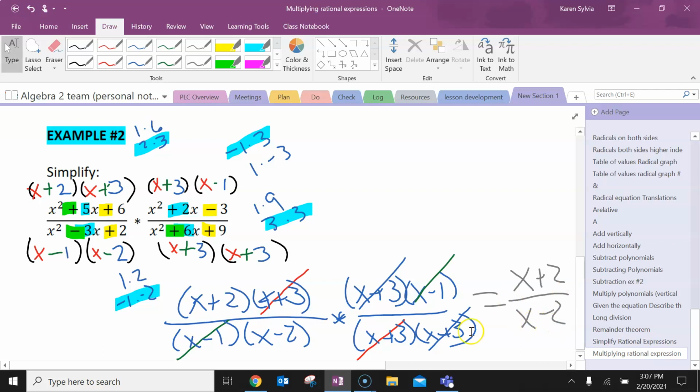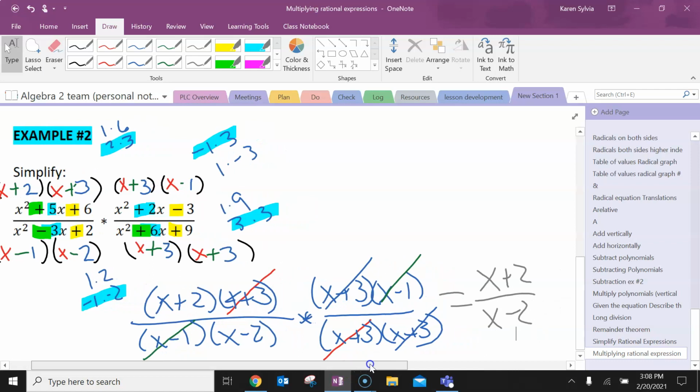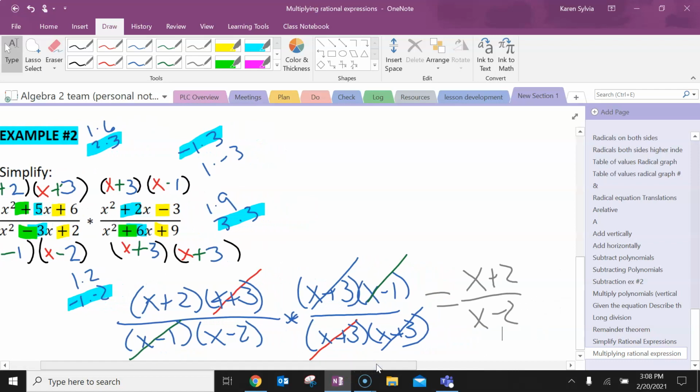These are not the same. They have to be exactly the same with signs and all. So my answer will be x plus 2 over x minus 2.